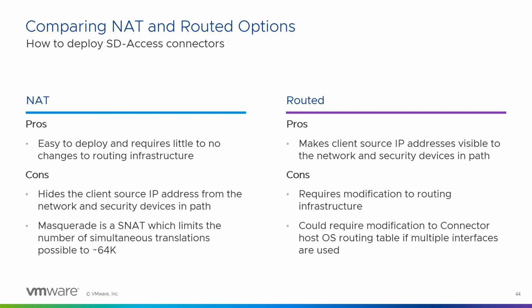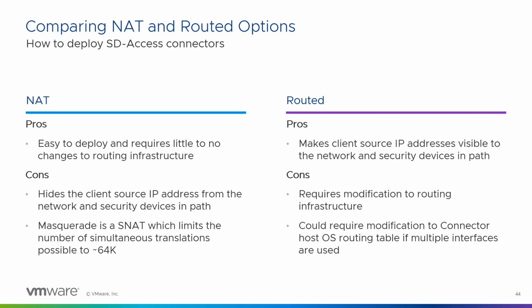No issues there. The con to this, though, is it can hide the client source IP. So if you want to expose the client IP address, you're going to have to go with the routed mode. Otherwise, you would only ever see the IP address of the connector as it routes into your data center or the cloud. And then, of course, because we're doing source network address translation, we're limited to about 64,000 simultaneous translations at a given time. So that's just a function of SNAT.